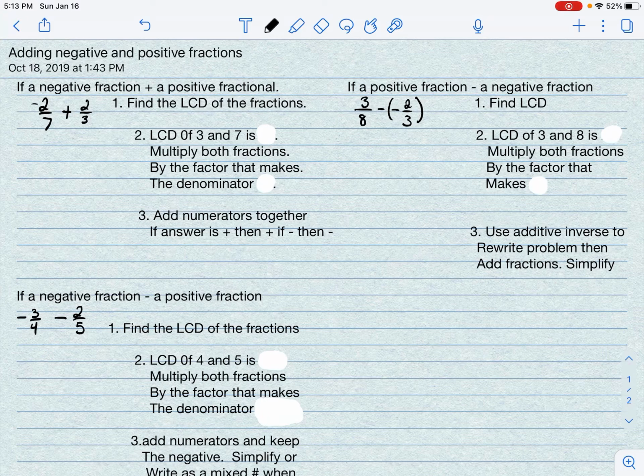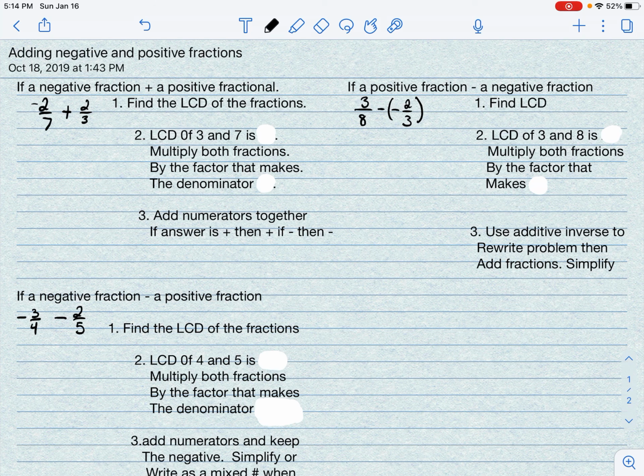All right, we're going to focus a little more time on adding and subtracting fractions. Just like with decimals or whole numbers, there are positive and negatives as well. So we're just going to go through the steps dealing with each kind of situation. All right, so this first one is a negative fraction plus a positive fraction.